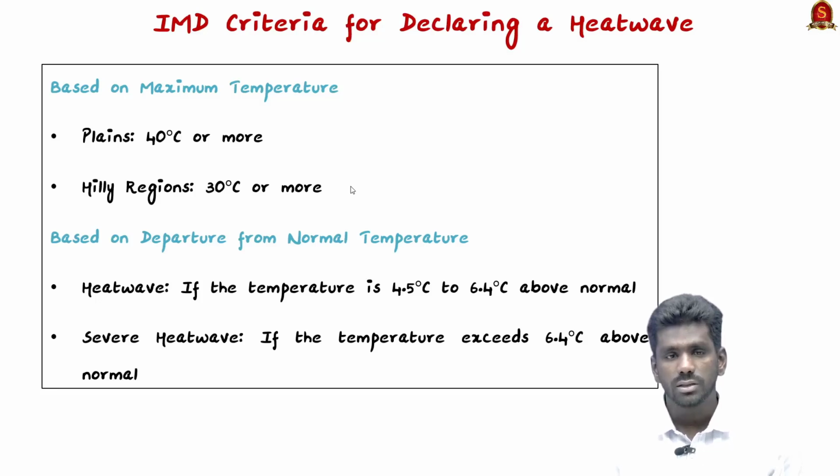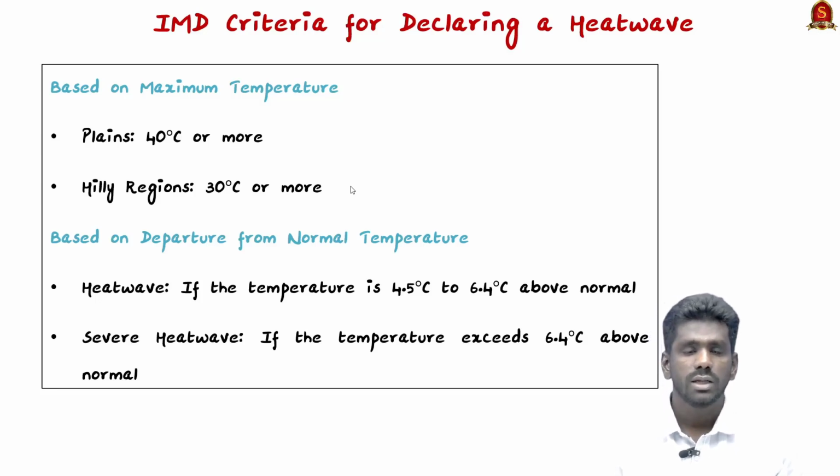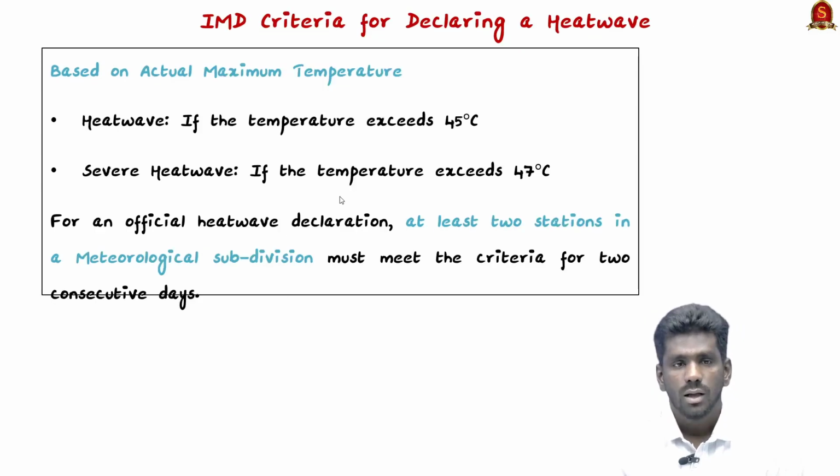So this criterion is one method. The other method is when the temperature increases beyond 45 degrees Celsius, it is also a heat wave. If it increases beyond 47 degrees Celsius, it is considered a severe heat wave. So this method is based on the actual maximum temperature. These are the two methods used by IMD. If a heat wave has to be officially declared in a region, these criteria must be present at at least 2 meteorological stations within the region, and the criteria must persist for at least 2 consecutive days. After this, the declaration is made on the second day of the heat wave event. So this is how a heat wave is officially declared by IMD.